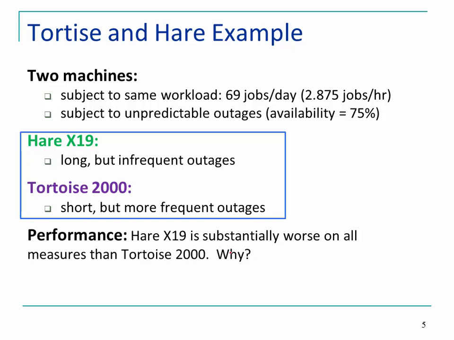Okay? And we want to see, with the analysis that we are going to discuss today, which of the two situations is better in terms of the output for your production or manufacturing process. So in terms of performance, here X19 is substantially worse on our measure than the Tortillas 2000. And we want to explain why. Okay, so that's the idea for this lecture.